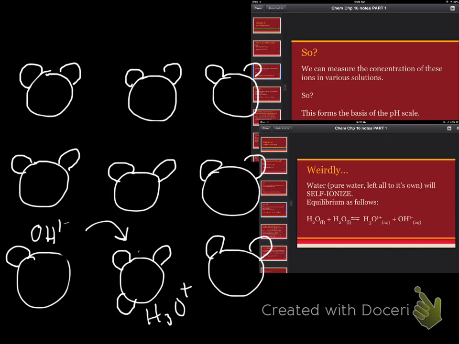Now, not all the Mickeys will do this. We just get a few mutant Mickeys in every liter of water. But this happens all on its own with no prompting from anybody else. There's nothing else in there that's donating protons or accepting protons. The Mickeys just start trading ears. It's really kind of freaky. So we get a couple deformed Mickeys in every single liter of water. Just pure water, left to itself. Does this not freak anybody else out? Because I think it's just bizarre.